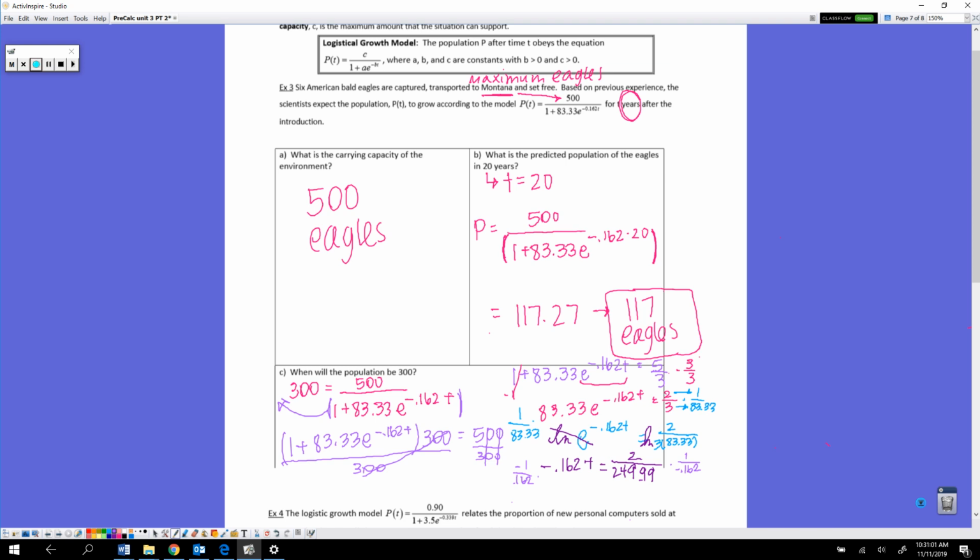And that's going to be our t value. You can put this into your calculator, and our answer should be 29.8 years.